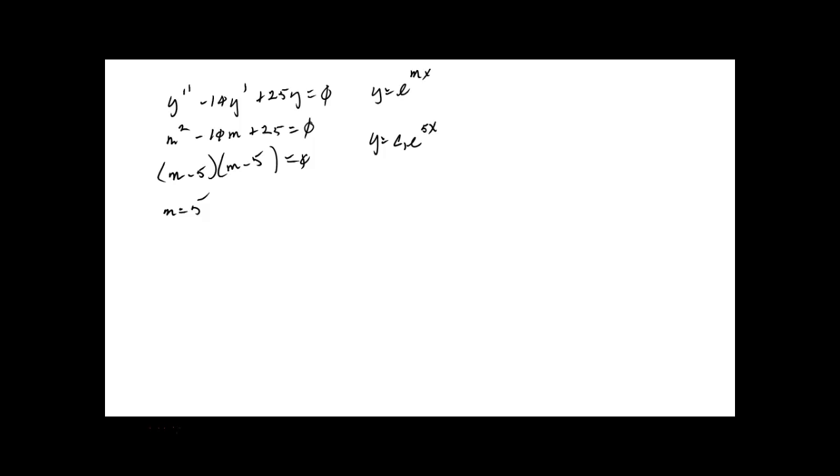Plus C2 e to the 5x. If you did that, they're not linearly independent. You could add those two together and get C3 e to the 5x. That's still just one solution.